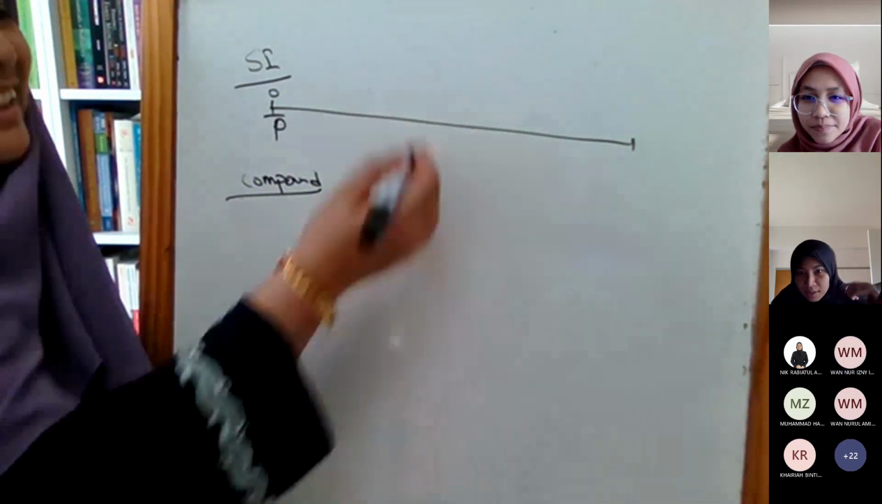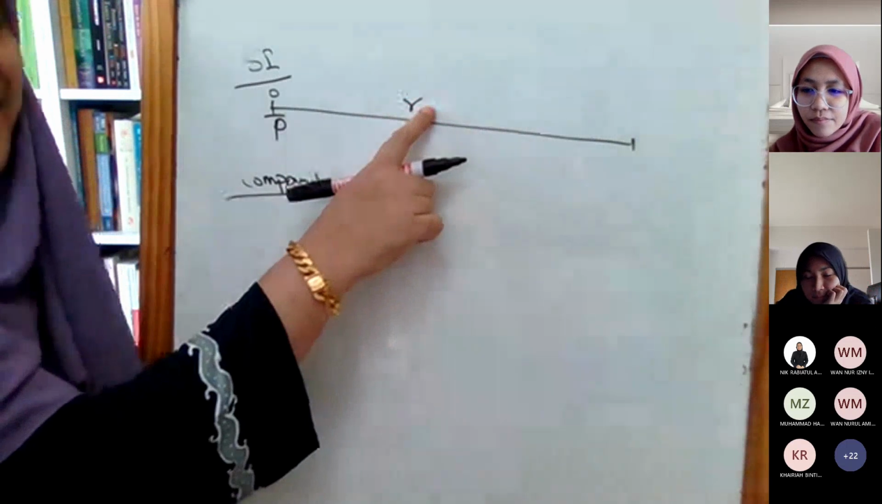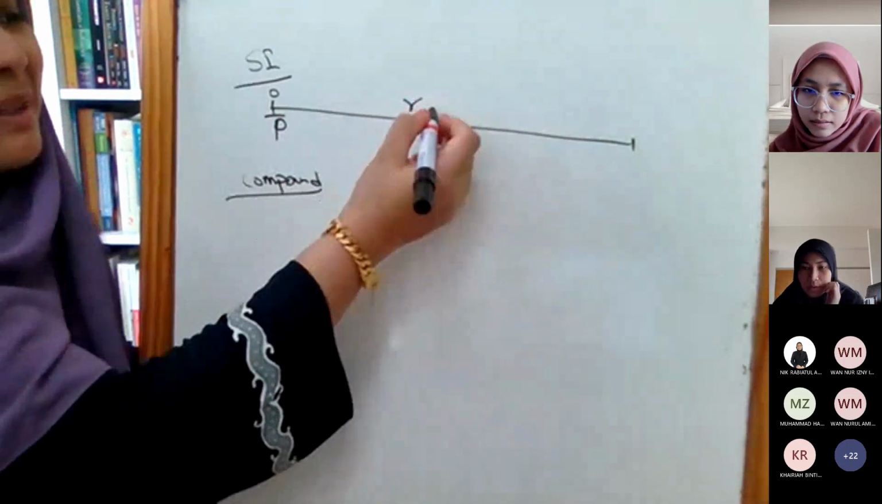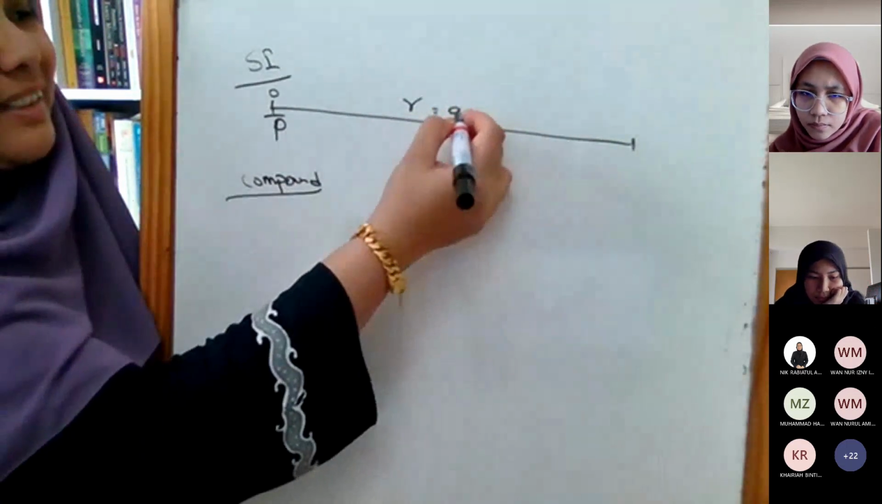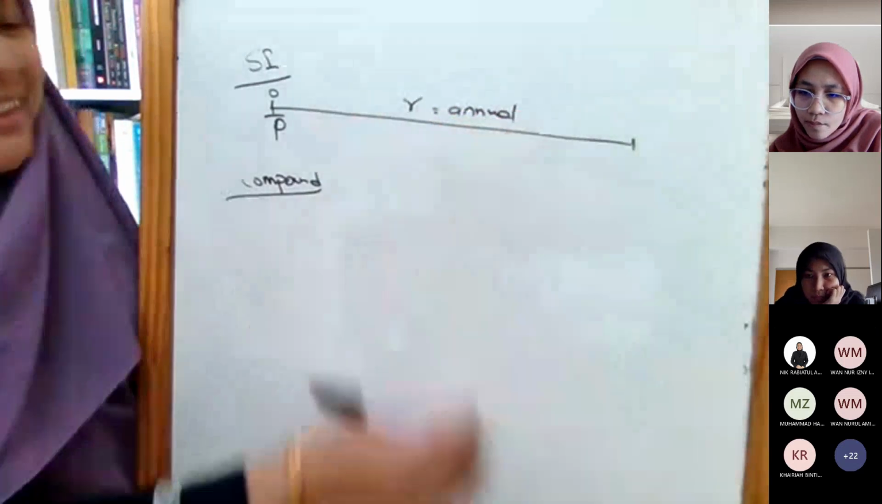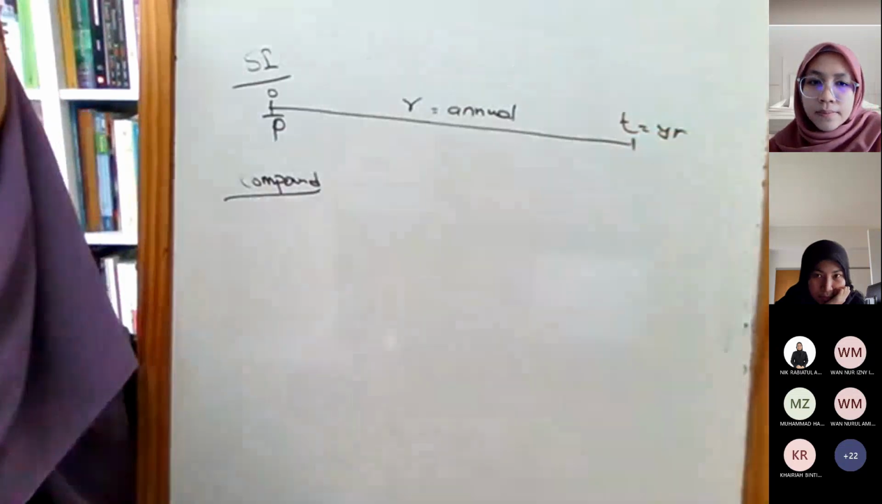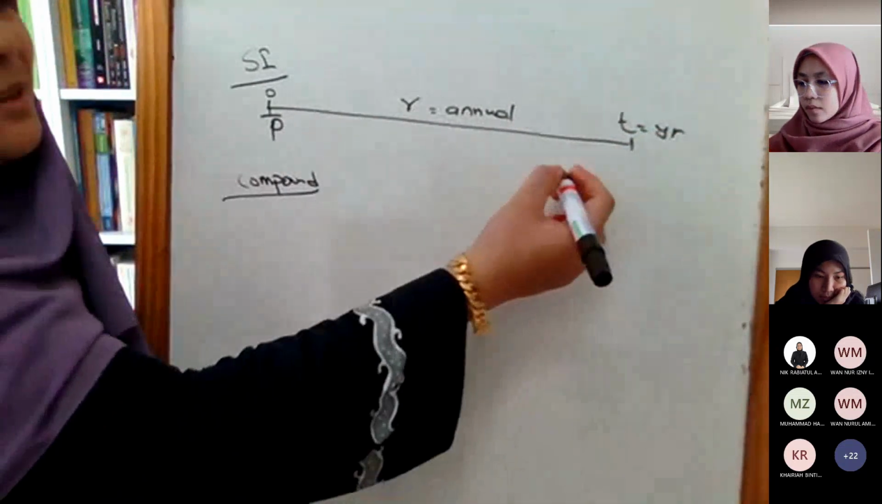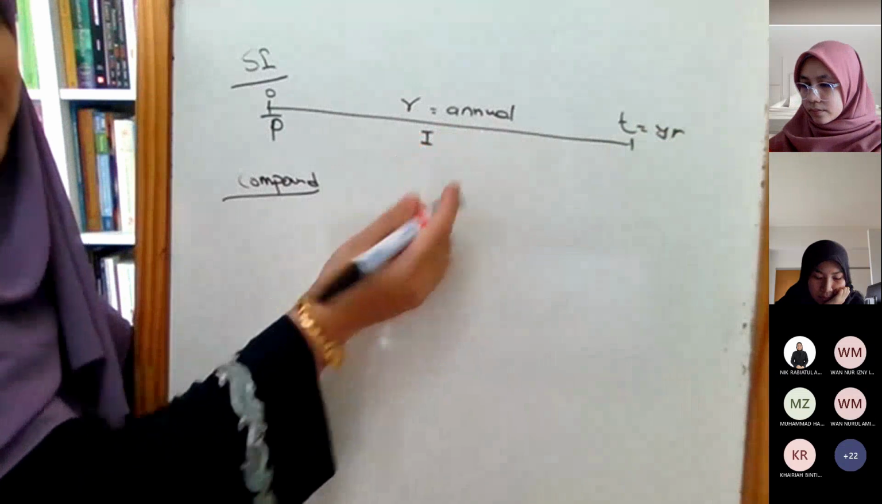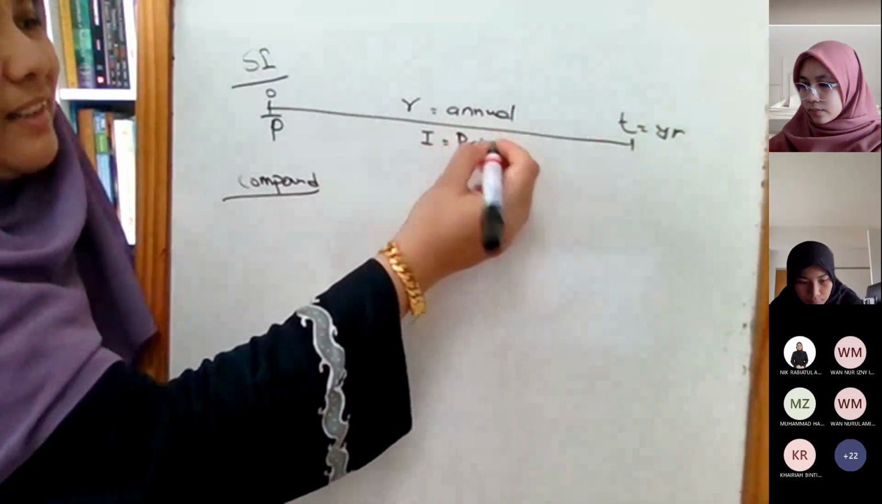Interest rate. Interest rate is the effective rate. Guna R sebab kenapa dia effective rate? Sebab this is always in annual punya basis. And then you have your time that is always in years. Nak kata dia simple interest. And you could find your simple interest by PRT.